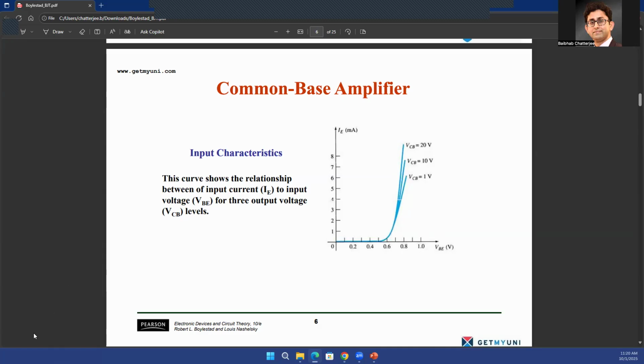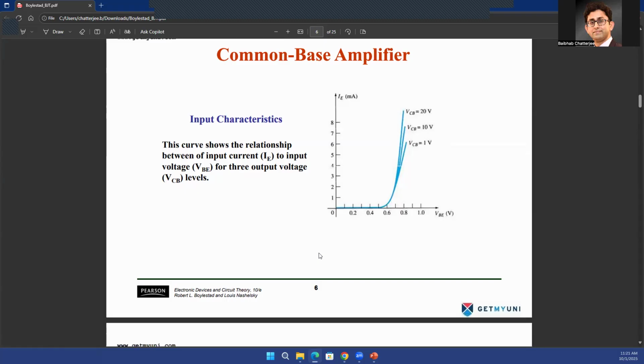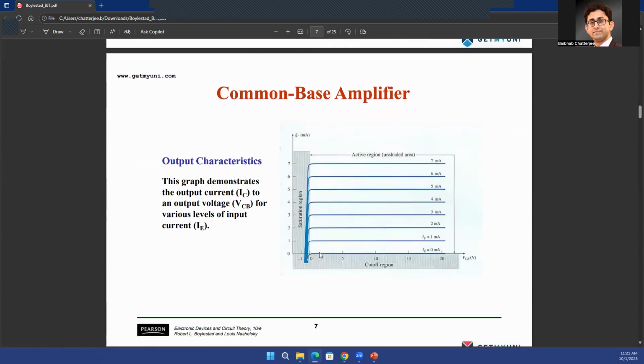This looks exactly like a diode, but there is something we haven't considered yet, which is what is happening at the output side. Depending on the voltage that you set at the output, that is the biasing voltage of the output, you will see that these curves look very similar, but they will not superimpose on each other. Depending on the collector to base voltage, whether that is 20 volts, 10 volts, or 1 volt, you will see different amounts of current, so this curve will be a little different with respect to VBE. This is called the input characteristic.